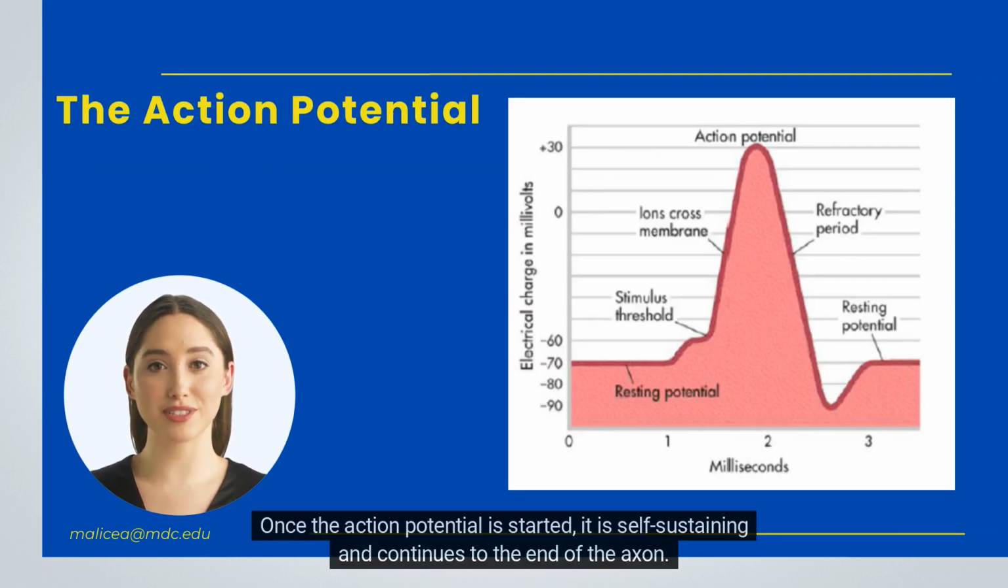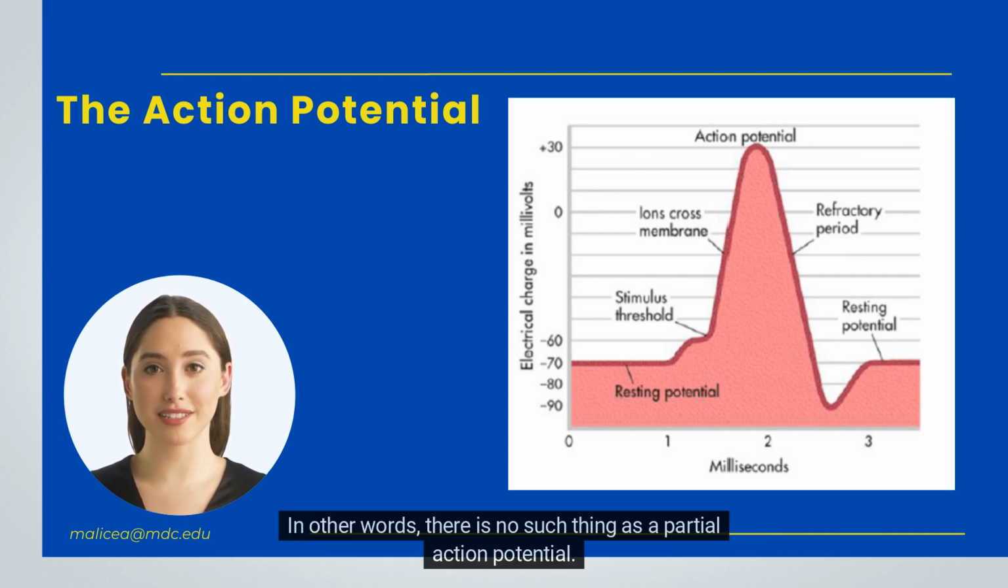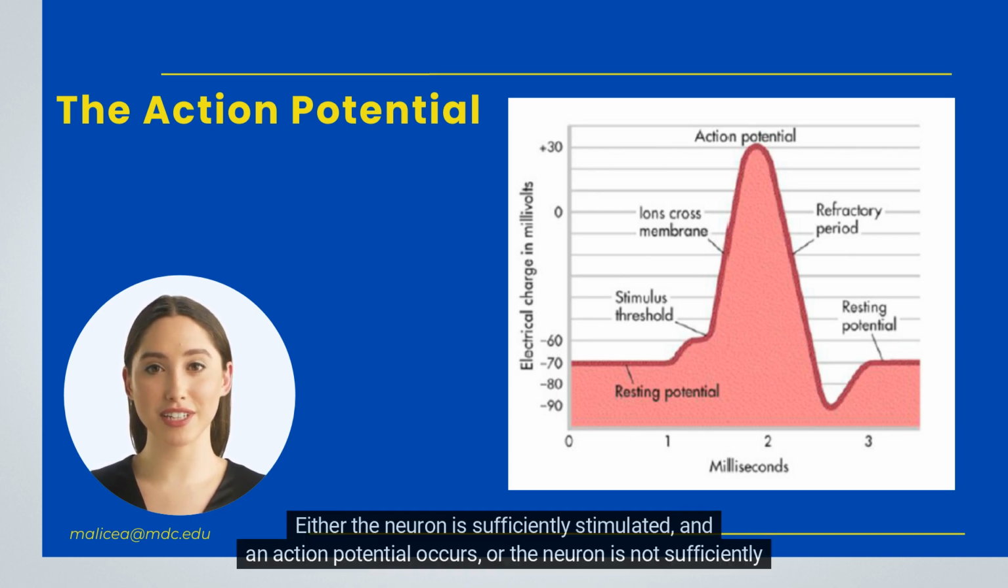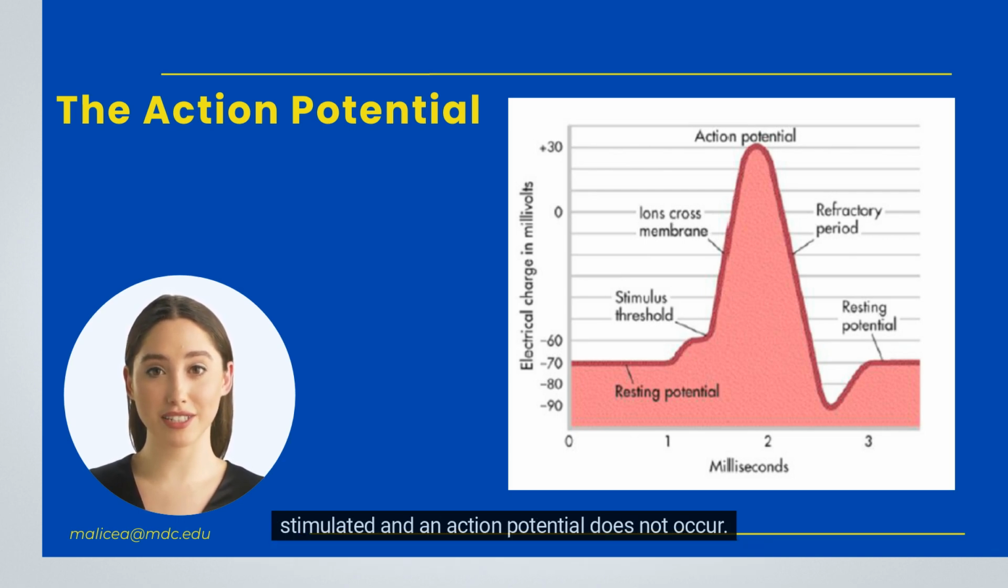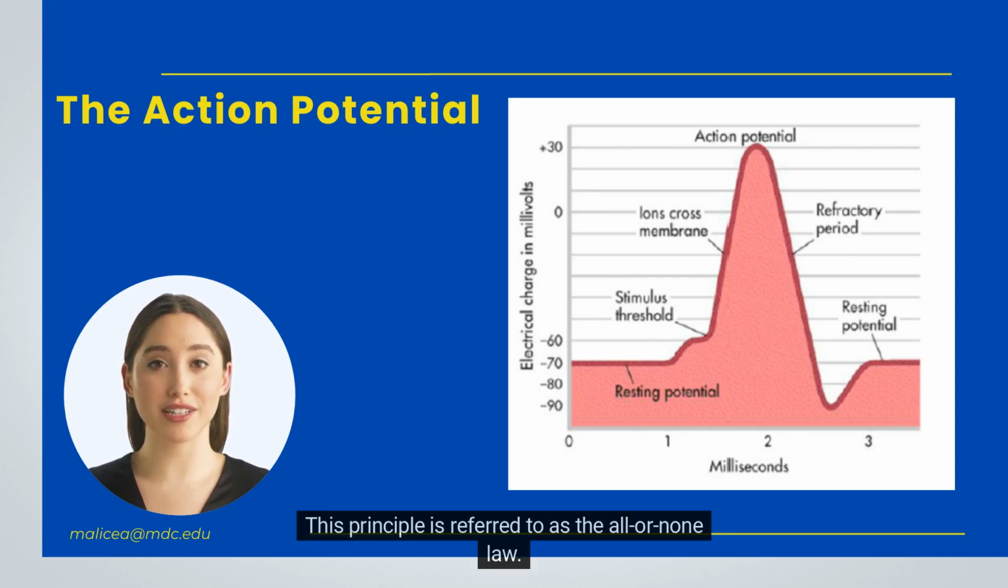Once the action potential is started, it is self-sustaining and continues to the end of the axon. In other words, there is no such thing as a partial action potential. Either the neuron is sufficiently stimulated and an action potential occurs, or the neuron is not sufficiently stimulated and an action potential does not occur. This principle is referred to as the all or none law.